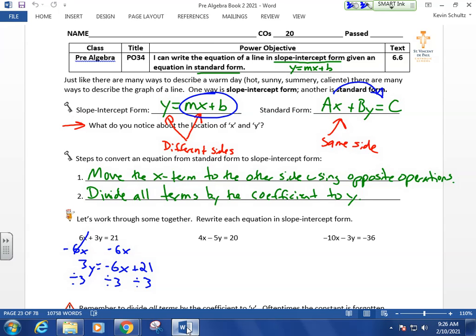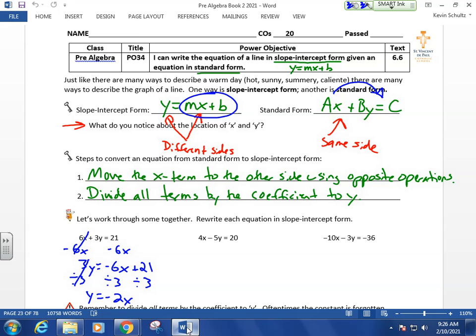On the left side, dividing 3y by 3 achieves exactly what I want, which is to get y by itself. Those 3's cancel out, and y is by itself. On the right side, what's negative 6x divided by 3? Negative 2x. And what's positive 21 divided by 3?